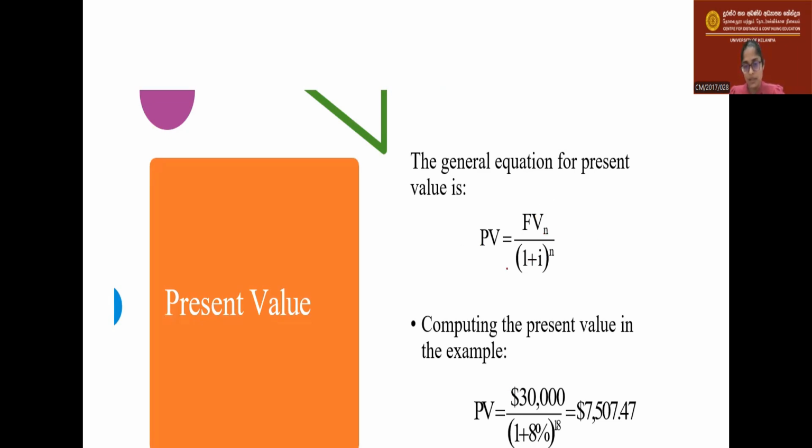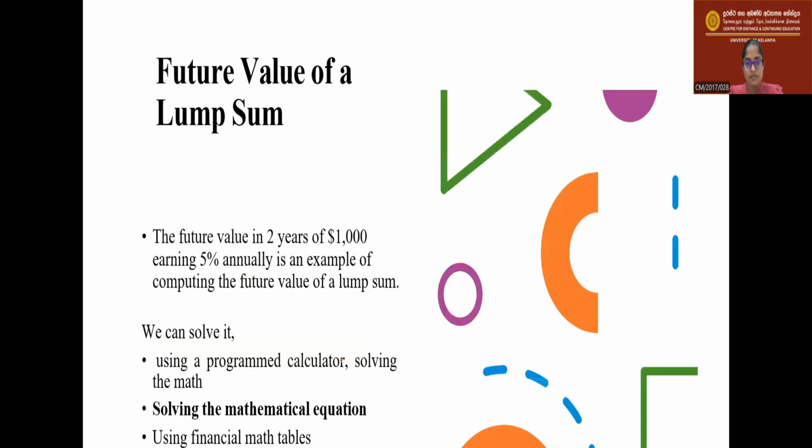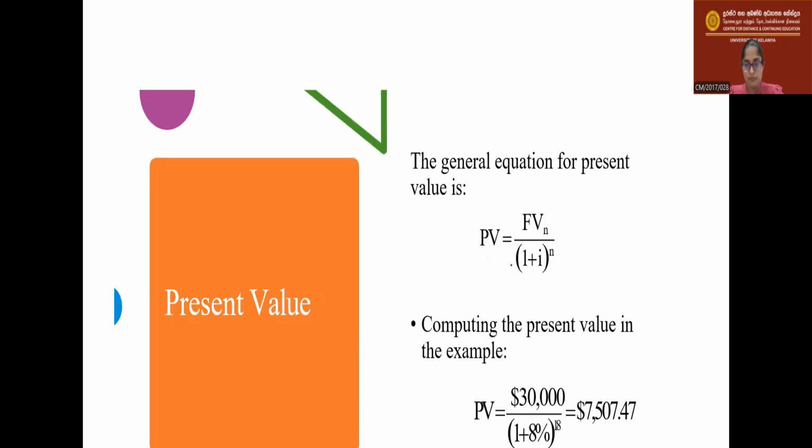Here, why is it FVn? Here it is the future value after 2 years. If it is the future value after 4 years, then what would your n be? It's 4, right? Those are the same. So this is the present value equation.